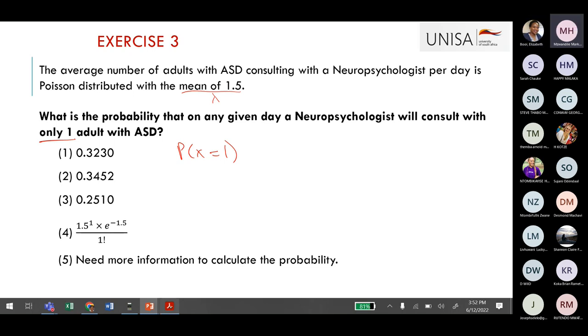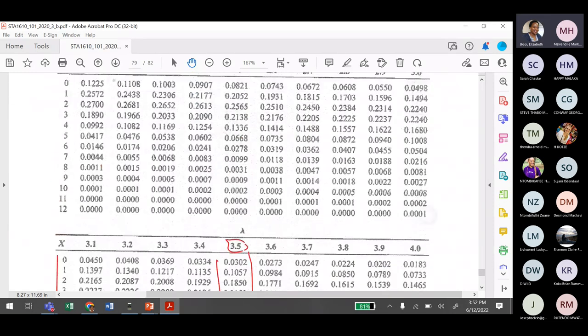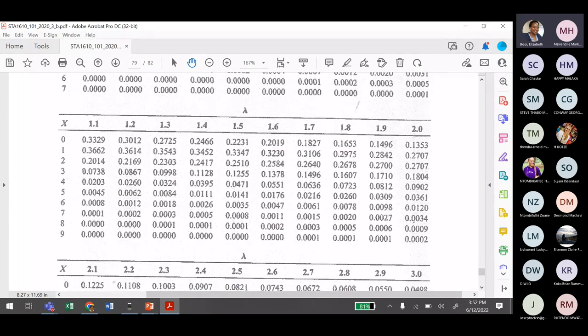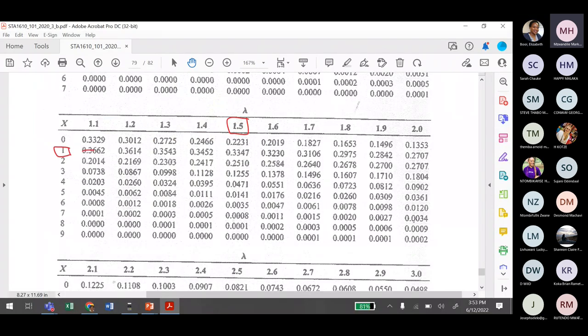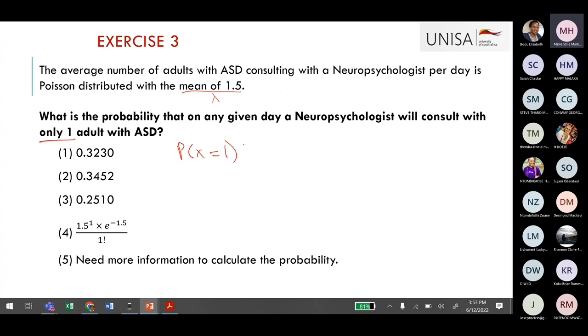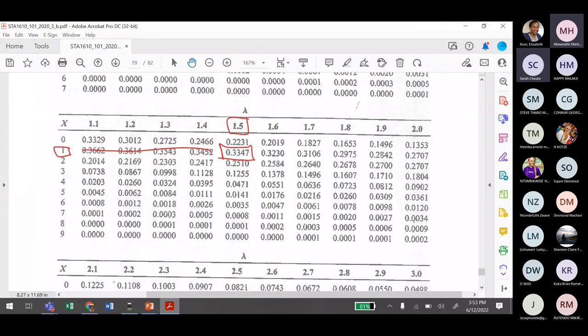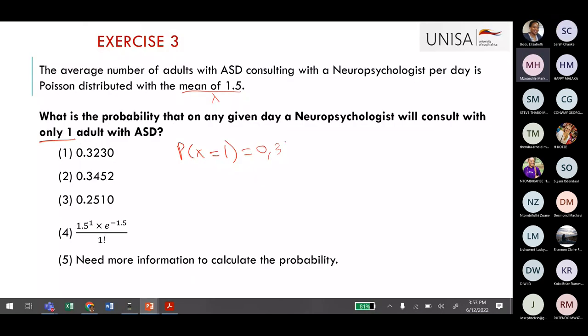1.5, right? Yes. There is 1.5. And we want X is 1. So X is 1. And the answer is 0.3347, right? The answer is 0.3347. None of this, none of this, none of this. So we are left with only two.